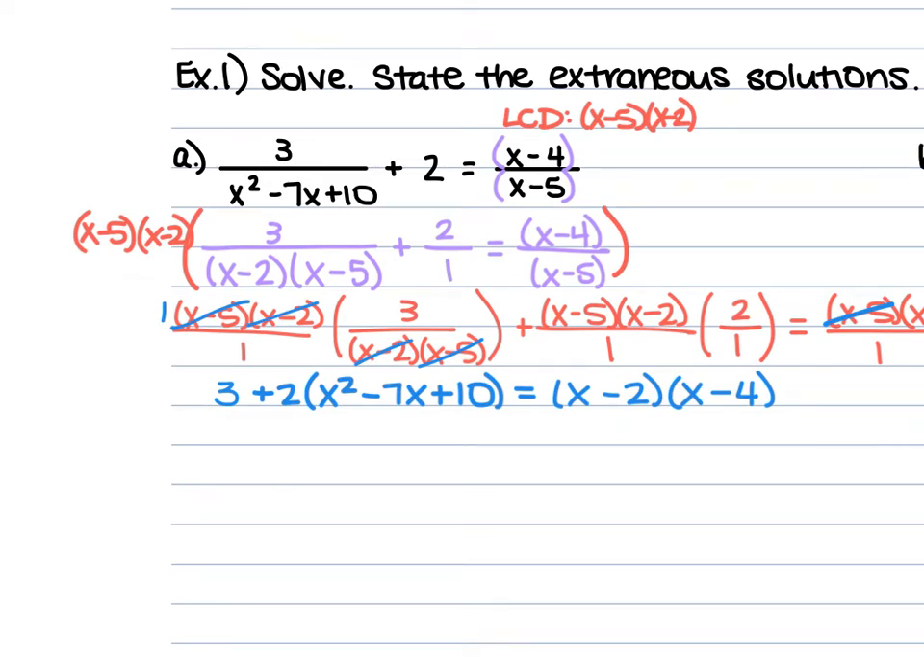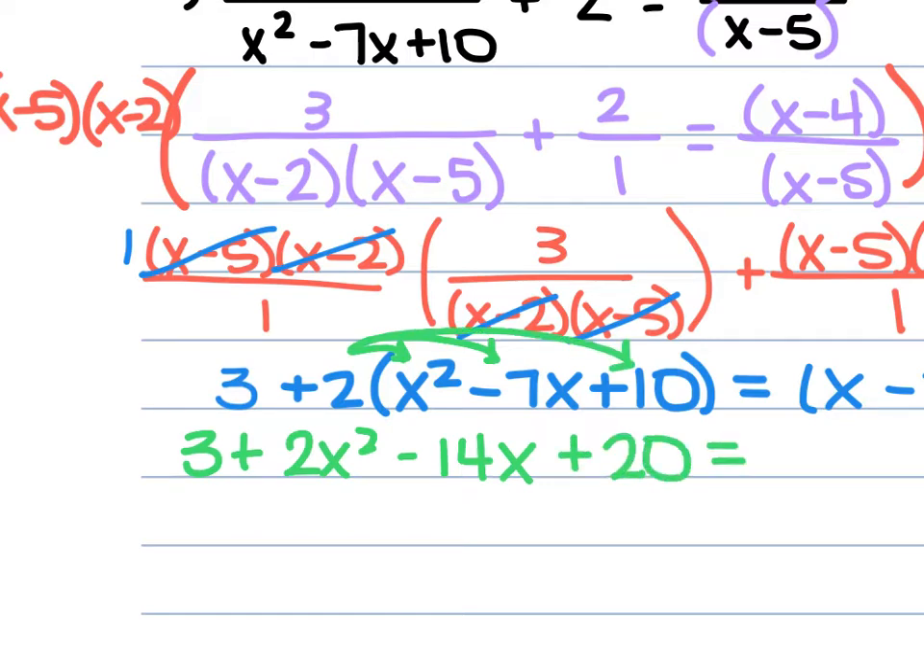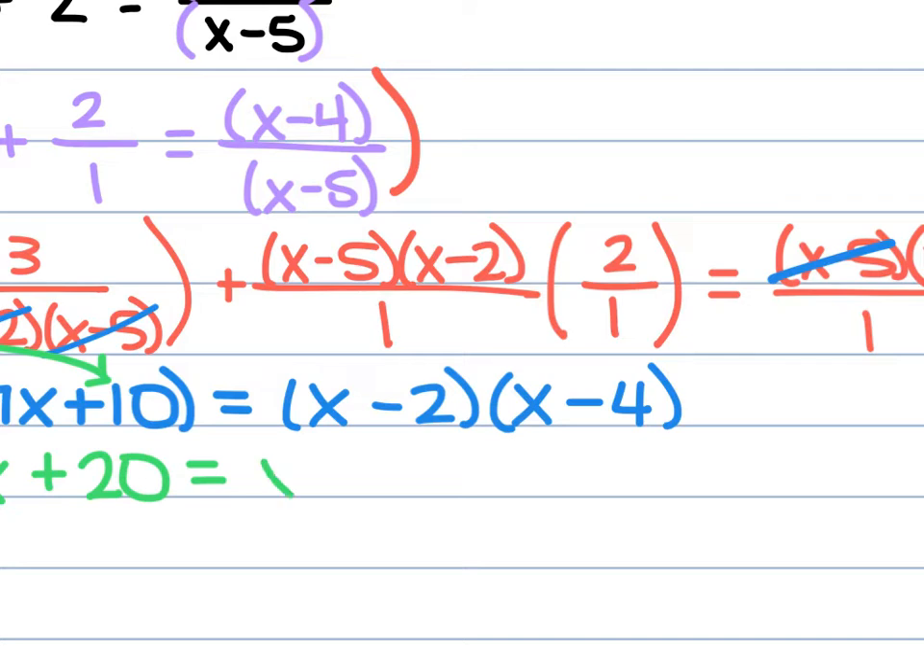So you're going to have 3 plus, let's zoom in on this so it's not so big, 3 plus 2 times x squared is 2x squared. And then 2 times negative 7 is negative 14x. 2 times 10 is 20. Is equal to, then we have x times x, which is x squared. X times negative 4 is negative 4x. Negative 2 times x is negative 2x. And negative 4 times negative 2 is a positive 8.